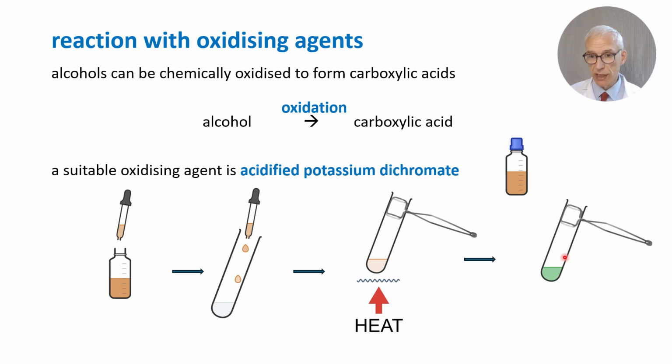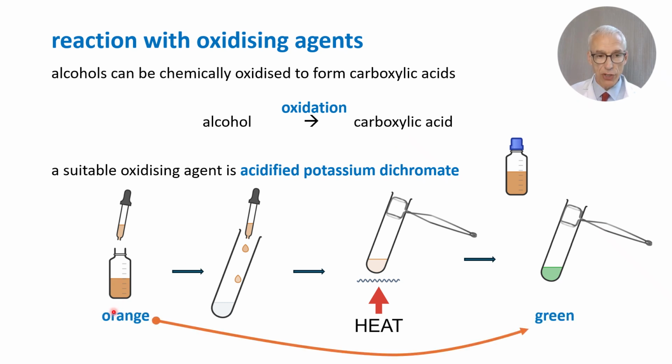The result is a green colored solution. The alcohol has been oxidized to the carboxylic acid. The orange dichromate has undergone a change from orange to green. You are expected to know both the change from alcohol to carboxylic acid and orange acidified dichromate to green.